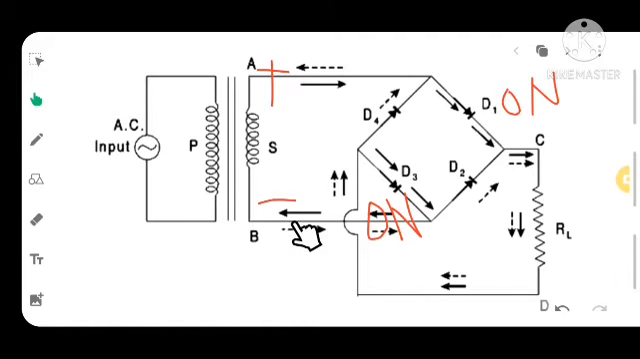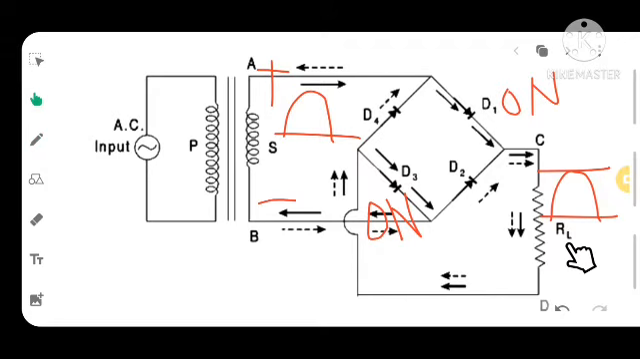Now, what will be the waveform here? Obviously, the waveform here will look like the waveform here. That is the positive half cycle. It will be like this, but the magnitude may vary depending on the value of the load resistance.